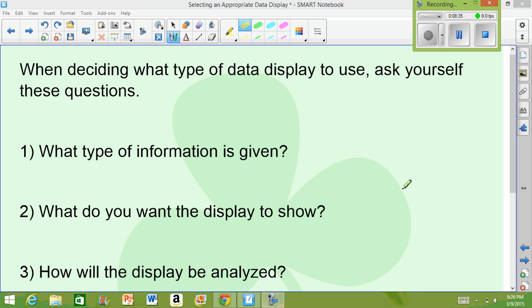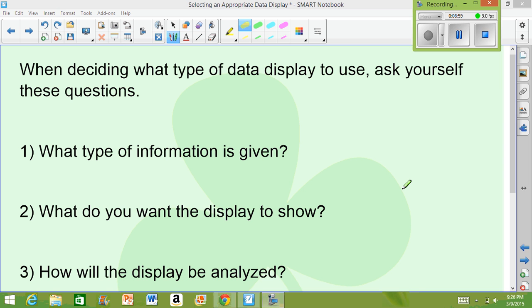The second thing that you need to consider is, what do you want the display to show? So what are we trying to display, and how are we trying to display that data? Okay, are we trying to see it broken into sections? That would be a circle graph. Okay, if we're trying to show some range of data, we're going to use a histogram.